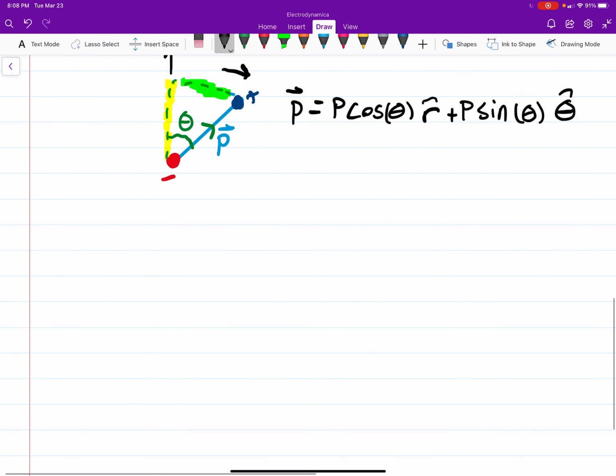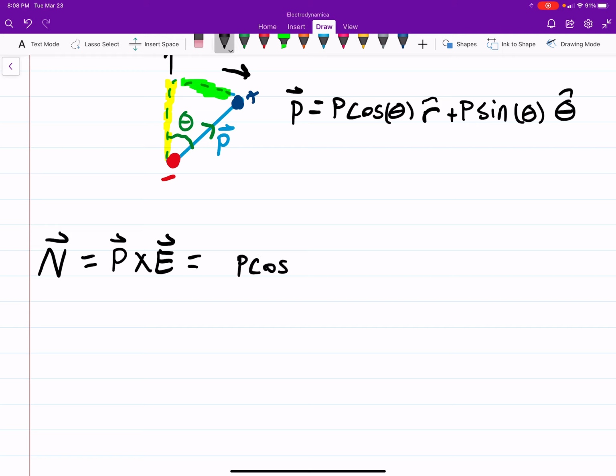Well, we have our E and we have our P. So if we want, we can find our torque. So our torque N is equal to the moment crossed with your E field. Now this is basically just the cross product. So for that, we can essentially set up a determinant. P cosine theta. We have P sine theta.